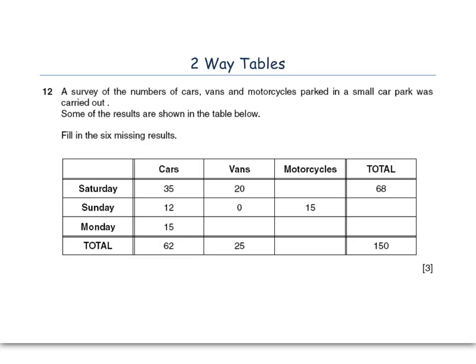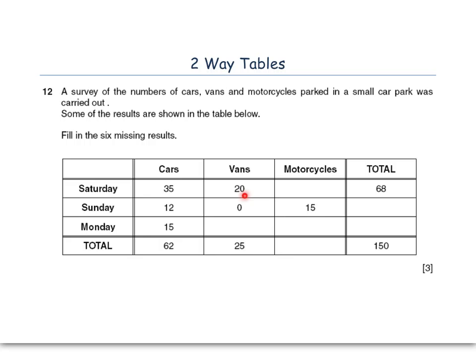Fill in the 6 missing values. Now what you can see is the two variables we have here is what type of vehicle we've got, so whether it's a car, van or motorcycle, and the other variable we have is which day of the week it was, so whether it was Saturday, Sunday or Monday. And each of these boxes represent the values for certain bits of information. So this 35 represents that on Saturday there was 35 cars in the small car park. This 0 here shows that there was no vans on Sunday parked in this car park.